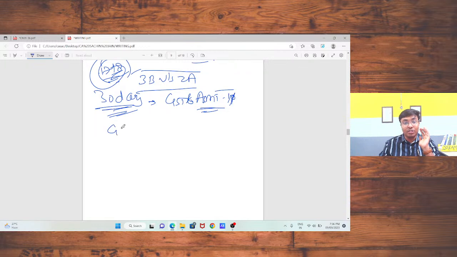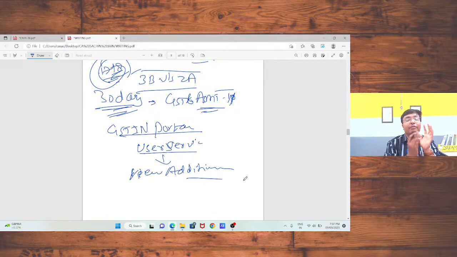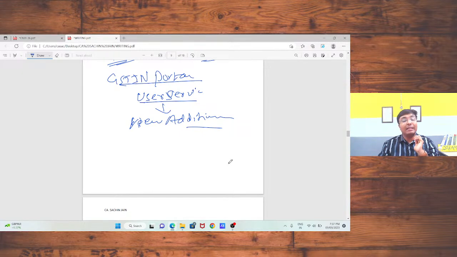When you log into your GSTN portal, okay, on the user services tab, you will find view additional notices. And in that tab you will find the notice regarding GST ASMT 10, in which you are required to file the reply in GST ASMT 11.